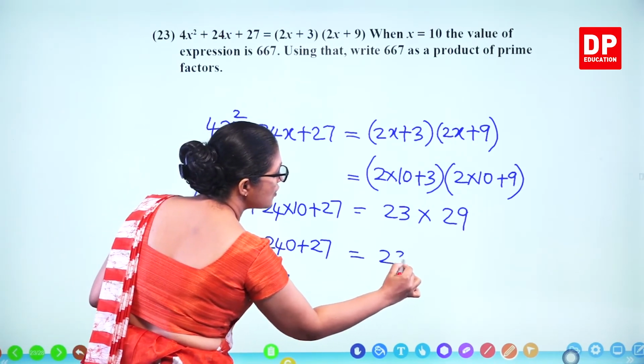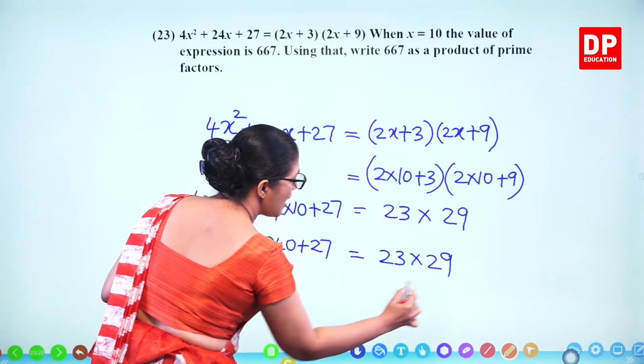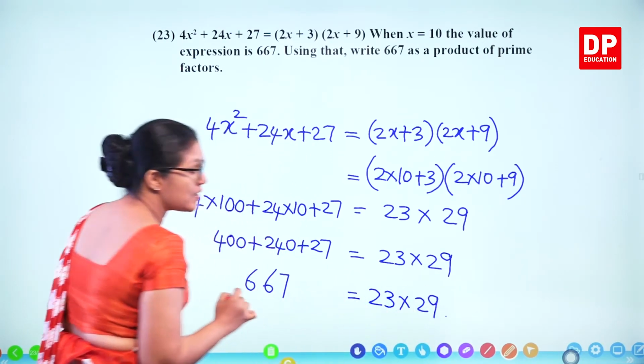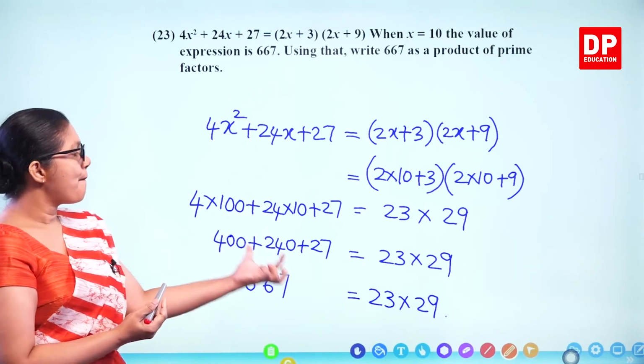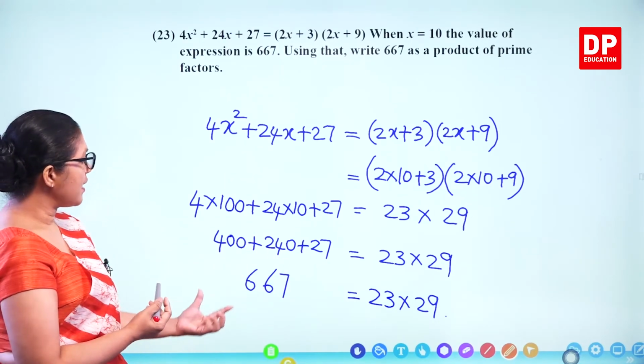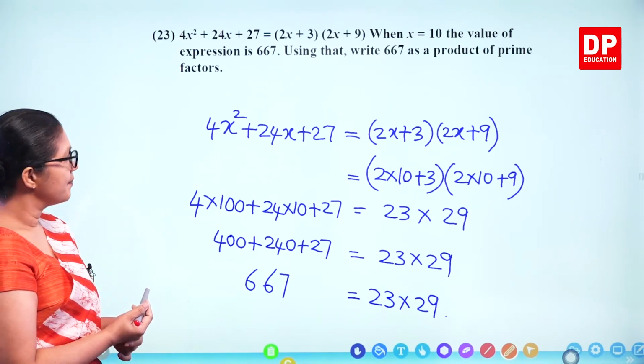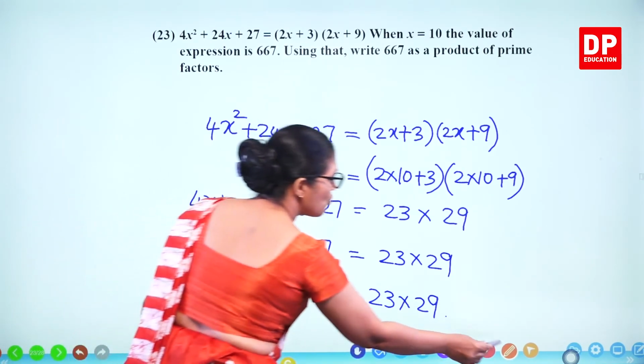667 is equal to 23 times 29. Those are two prime numbers, 23 and 29. So that's a product of prime factors. That's equal to 667. So you get 2 marks for that.